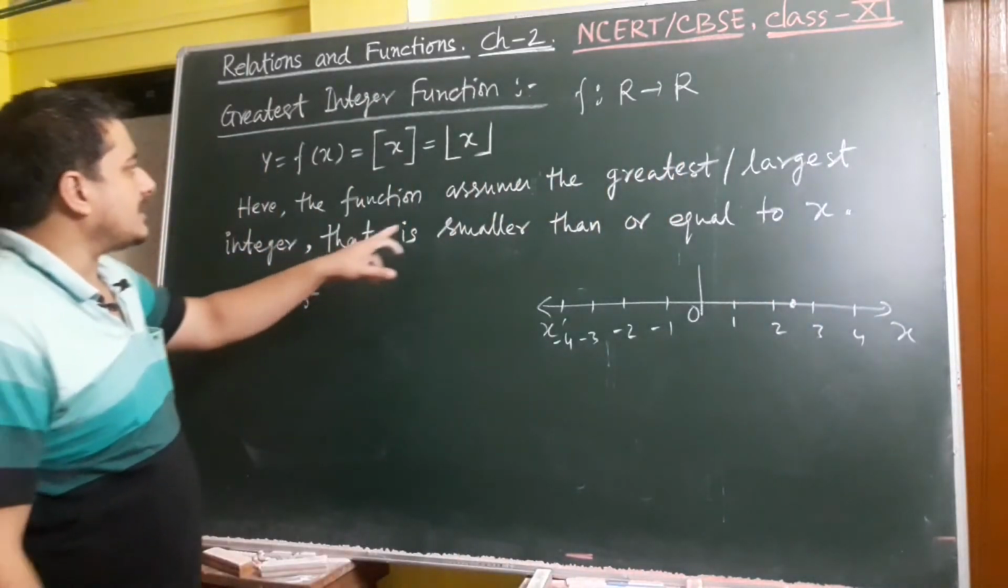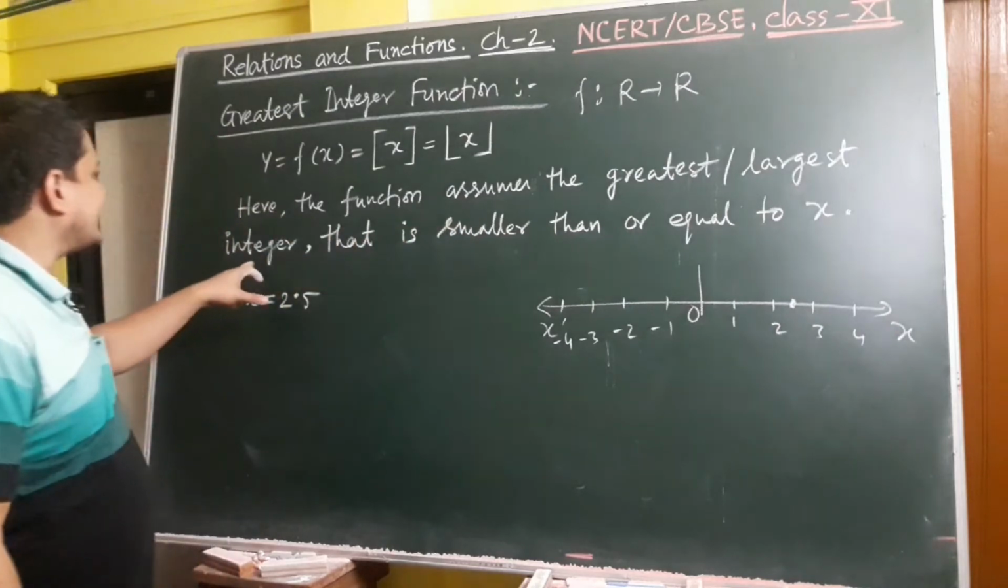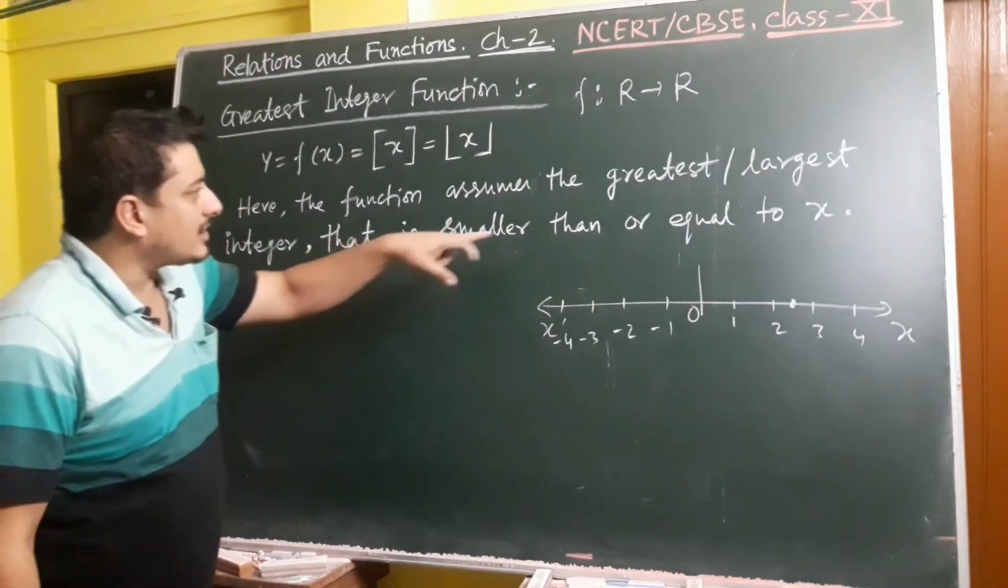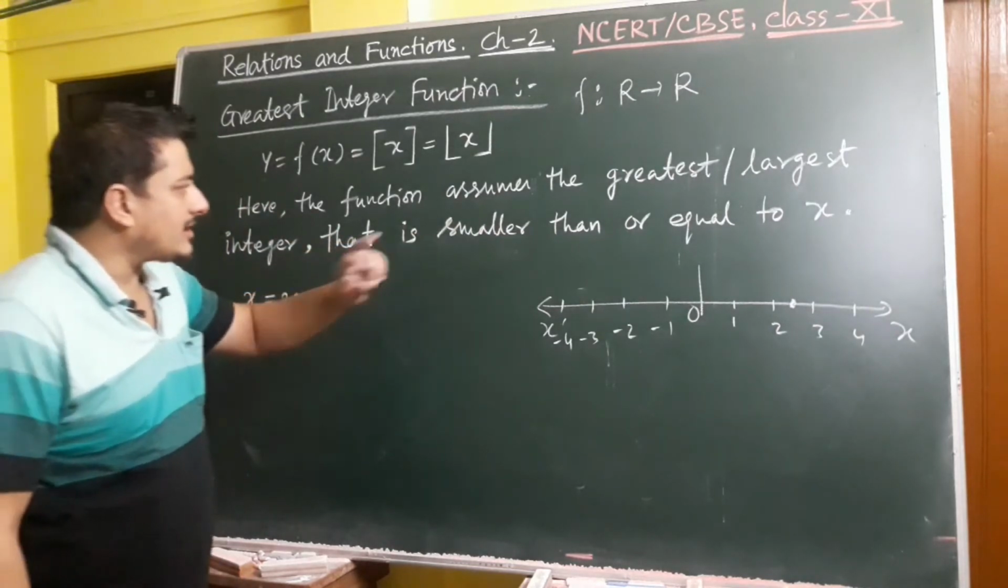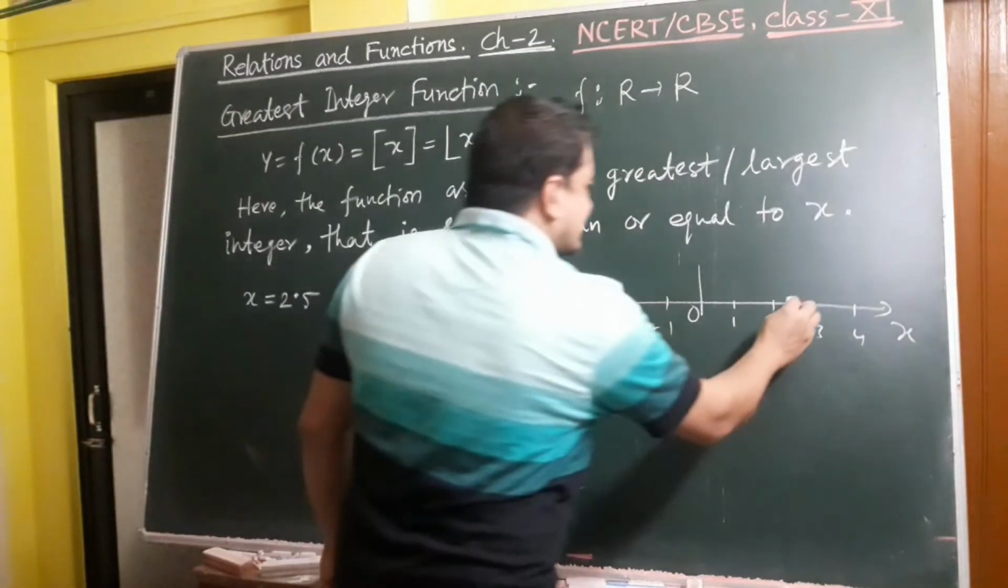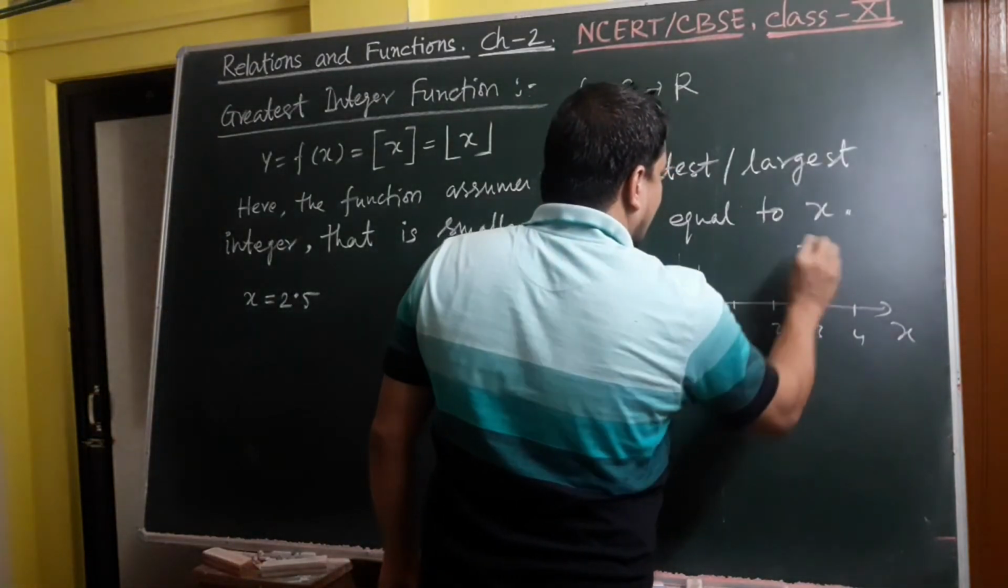So what is it showing? It is the greatest integer that is smaller than or equal to x. So this is the value of x. So x is currently pointing here.